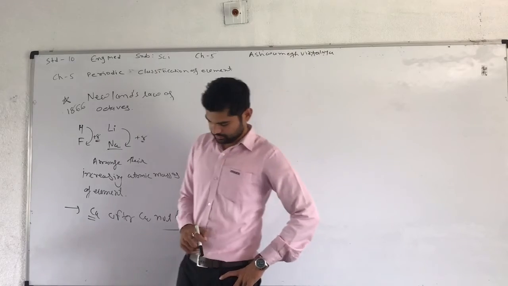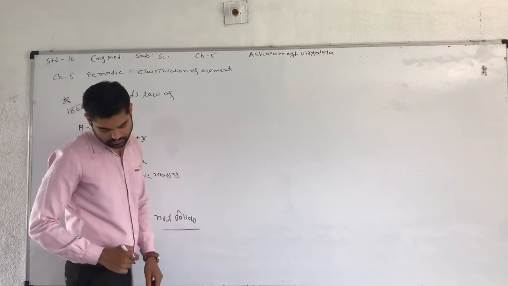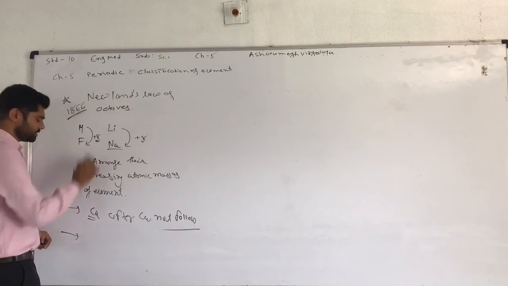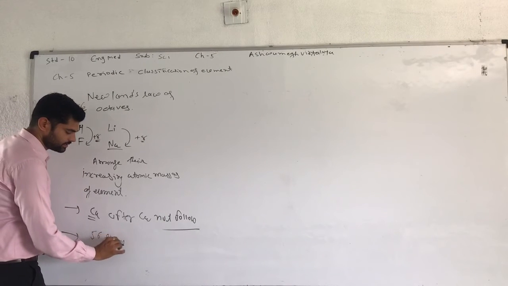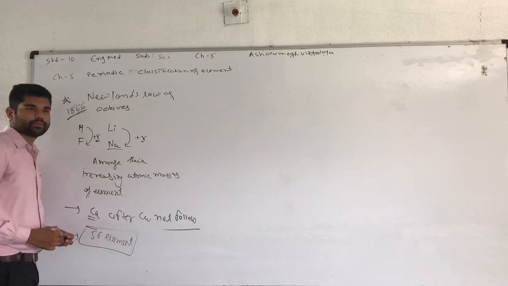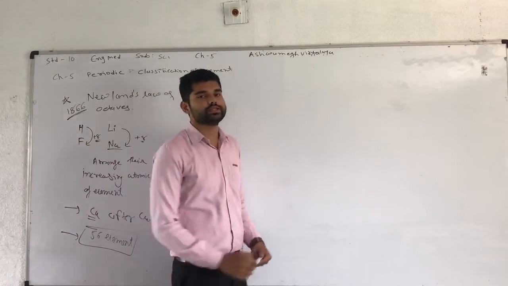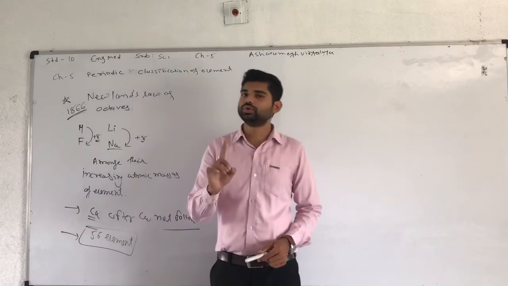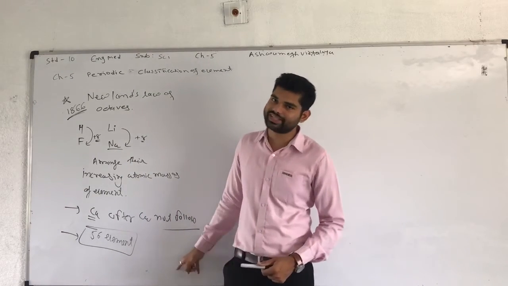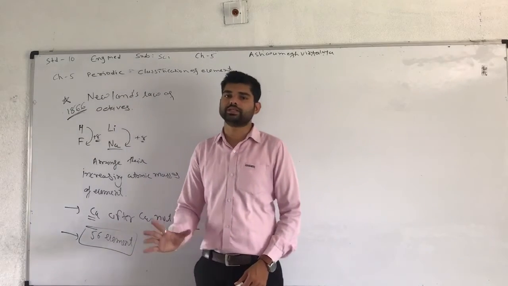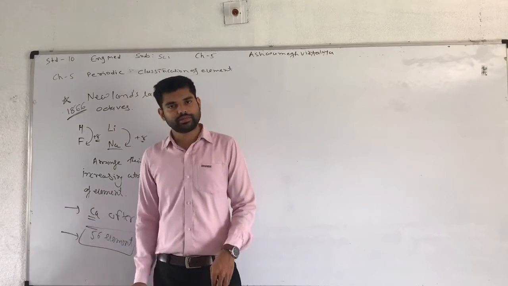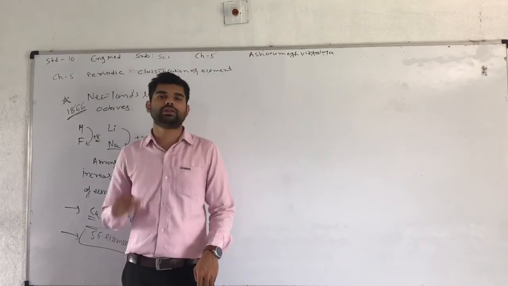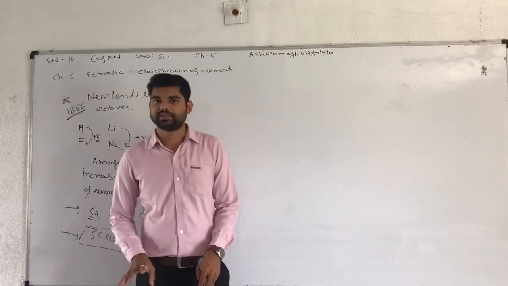Next, when Newlands experimented in 1866, only 56 elements had been discovered at that time. So the total number of elements in 1866 was 56, and Newlands said that only 56 elements are present in nature and no more elements can be discovered in future. So this statement is also wrong. These are limitations of Newlands' law, because after some time more than 56 elements were discovered. So the second limitation is that Newlands said only 56 elements exist, but after some time this statement proved false.